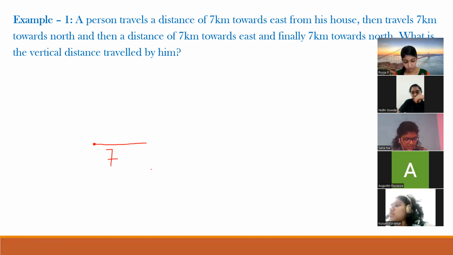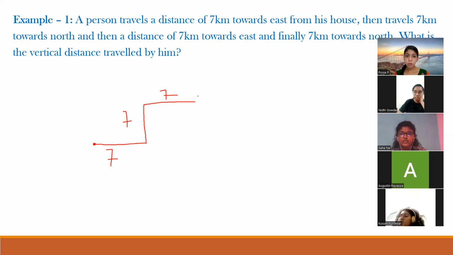And then travels 7 kilometers towards north. So this is east. From here, you move north. That is 7 kilometers again. Then the person travels 7 kilometers towards east again. So the person again goes 7 kilometers east and finally 7 kilometers to the north at the end.